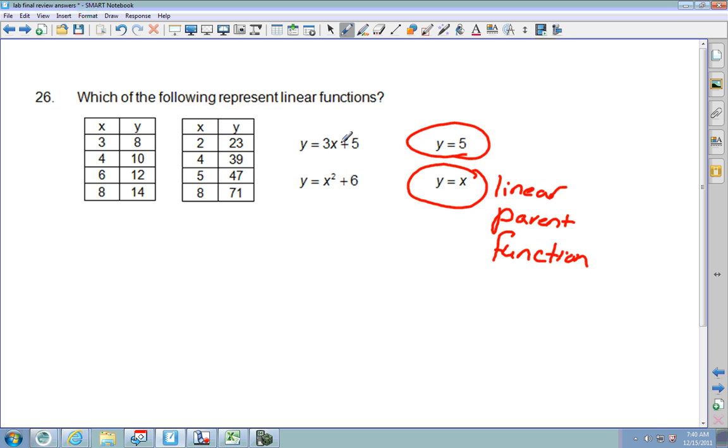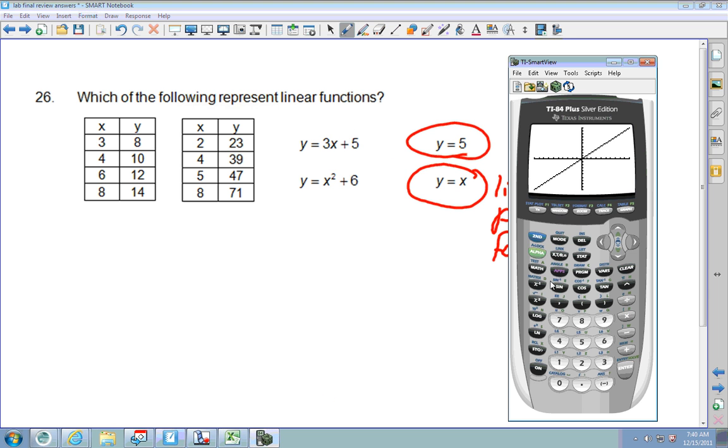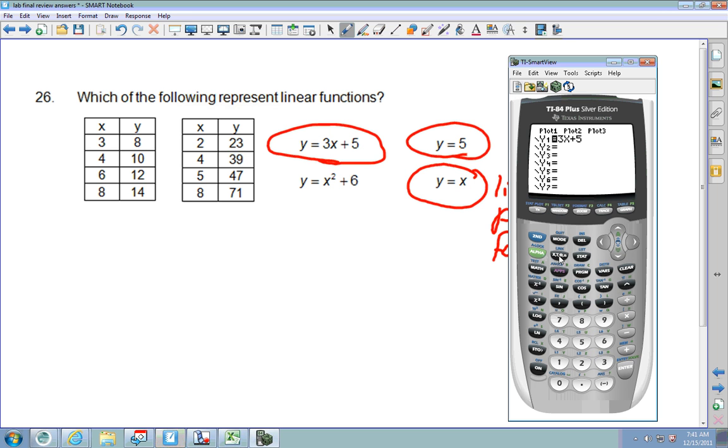The next one right here, if I go up here, I've got, let's put 3x plus 5. And I press graph. Does it make a straight line? Yes, it does. Okay, do all of these work? What about this next one? X squared plus 6. Nope, that makes that curve thing called a parabola. Okay, we will learn about that second semester.